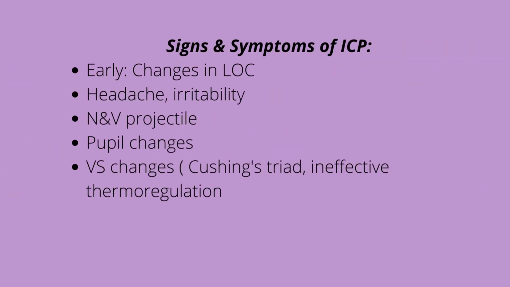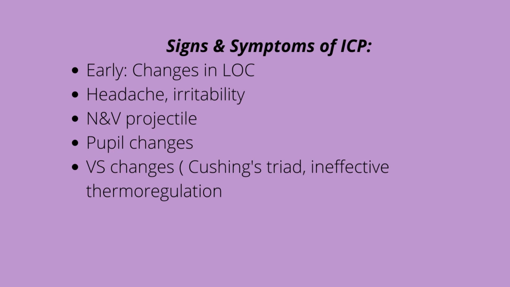What are the signs and symptoms of ICP? Signs and symptoms of ICP may vary depending on the cause and the location, and they will always affect the level of consciousness. So what are the early signs? The early signs are changes in level of consciousness, like restlessness, confusion, and drowsiness. They'll have lethargy or stupor, and motor and sensory changes as well. They will have irritability, and nausea and vomiting, often projectile. They're just irritated, the body's irritated.